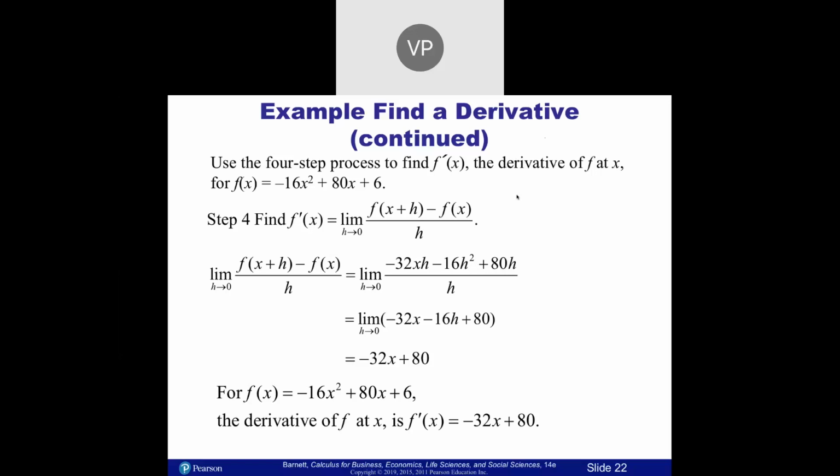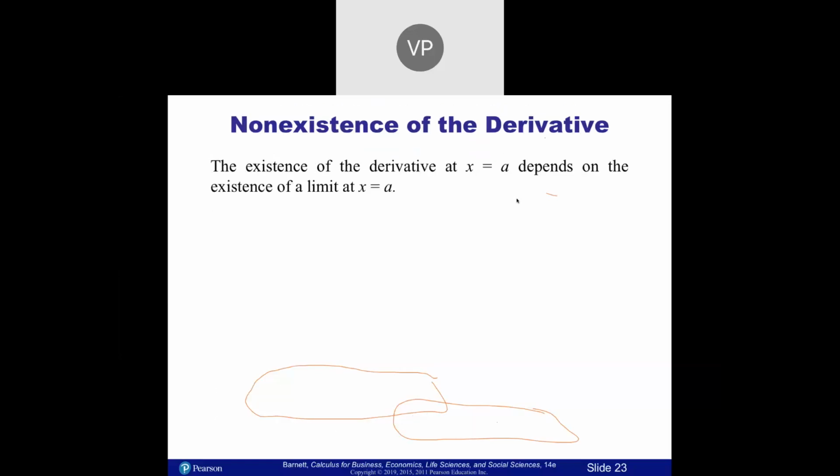So here's my original function right here. Using that big 4-step process, we have found the derivative right here. That's the derivative of f at x, f prime of x equals negative 32x plus 80. It's going to be another function. Sometimes it'll be a worse, uglier, more complicated function. Sometimes it'll be something kind of basic like this, but you're going to get a new function. That's what's happening when you take the derivative.